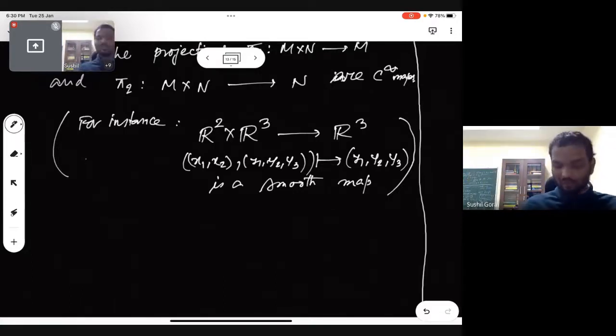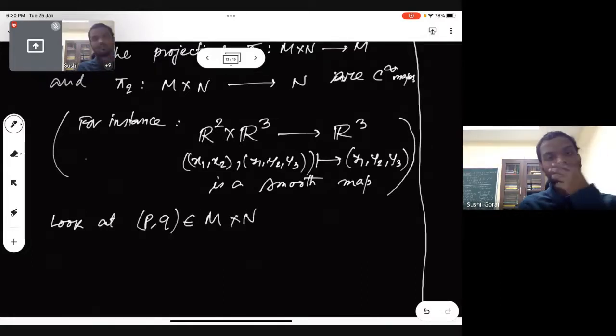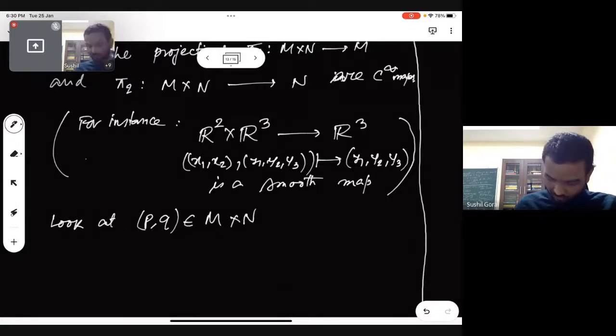So you look at a point (p, q) belonging to M cross N. So p is in M, q is in N. So you look at the chart at p and the chart at q.